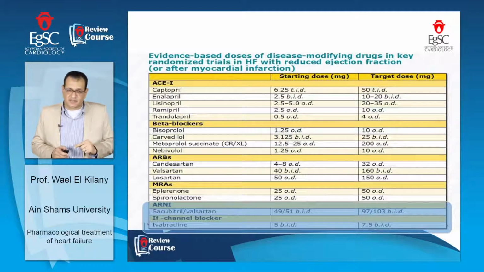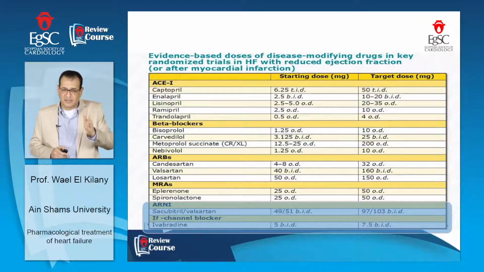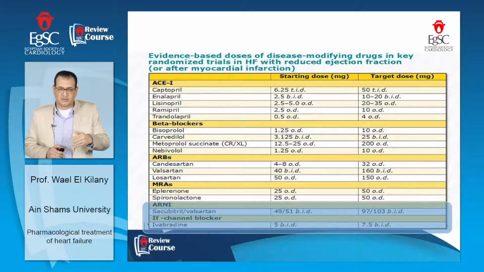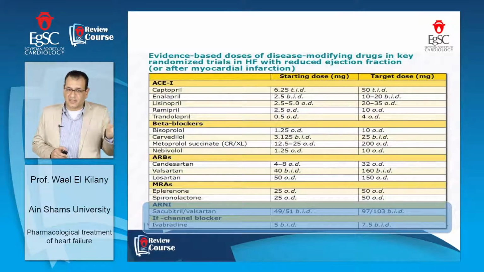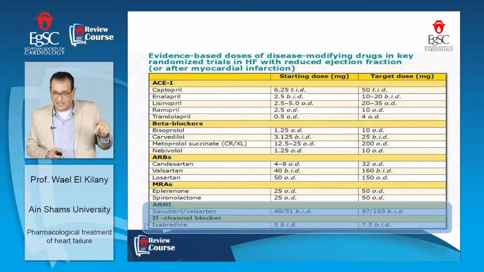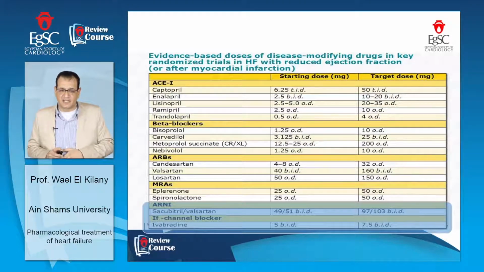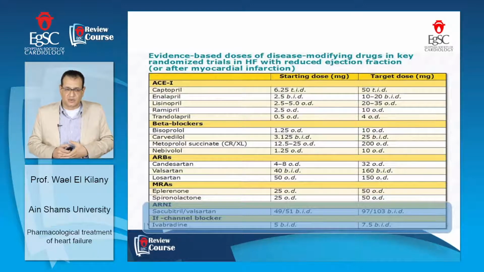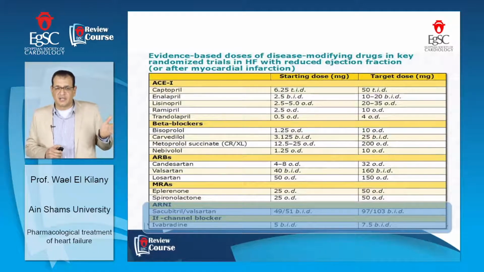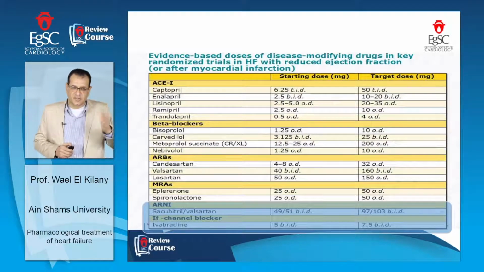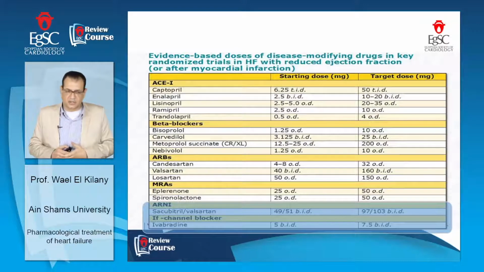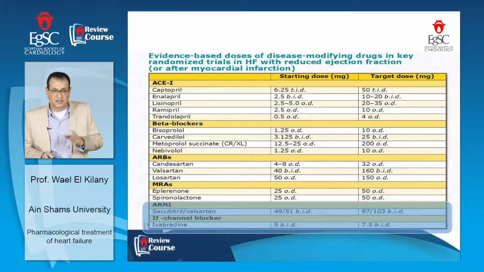What about the ARBs? The candesartan, you start by 4 to 8 and your target dose is 32. Valsartan 40, and take care here, valsartan is given twice daily, while the target dose is 160 milligrams twice daily. So it's 320 milligrams. Losartan, you start by 50 and you up-titrate to the target dose of 150. And of course, the MRAs or mineralocorticoid receptor antagonists, the eplerenone is up to 50 and the spironolactone is also up to 50. So these are the doses.